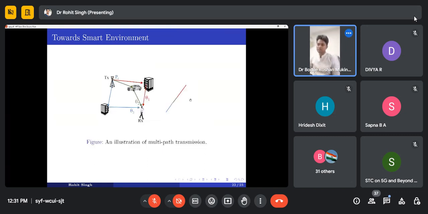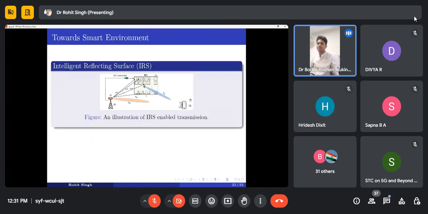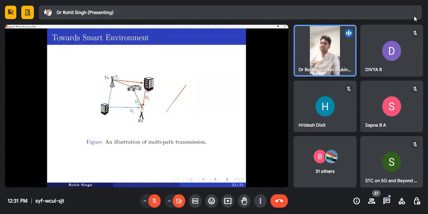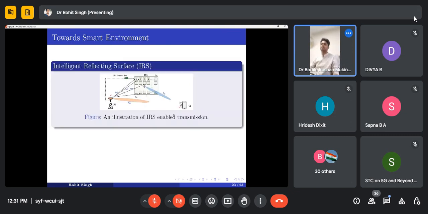So how can we achieve that? The answer is intelligent reflecting surface. If we could cover all these surfaces with intelligent reflecting surfaces, we can achieve this. This is known as cophasing. Cophasing at the receiver: the reflection coefficients should be controlled in a manner that all the coefficients look in the same direction. That's how cophasing is done, and we could get the maximum of it.